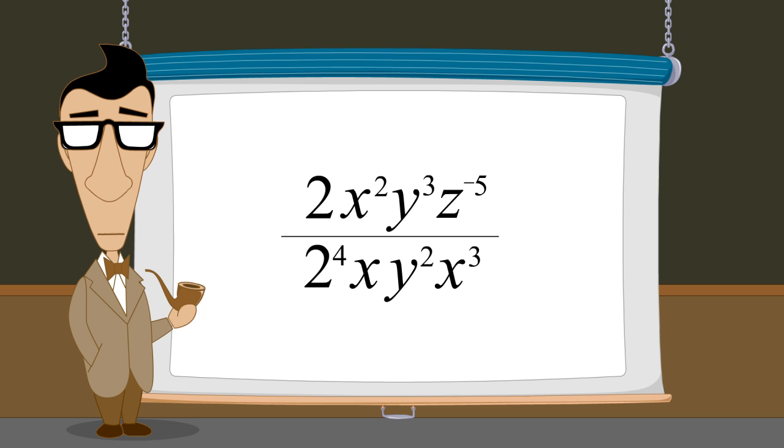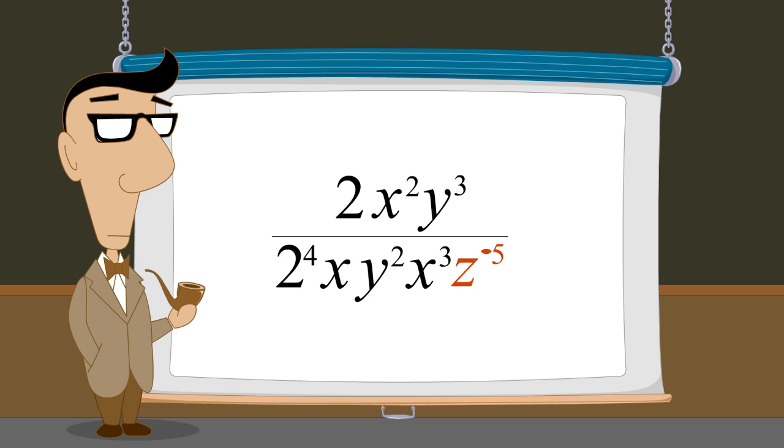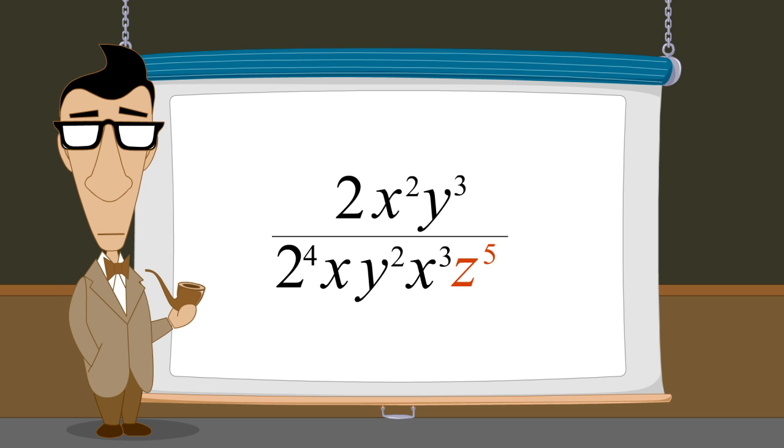For example, in this expression there are 2 terms with a base of 2, 3 terms with a base of x, and 2 terms with a base of y. After we have done this, if we are left with any terms with negative exponents, we can change the exponents to positive by moving those terms from the numerator to the denominator, or vice versa.